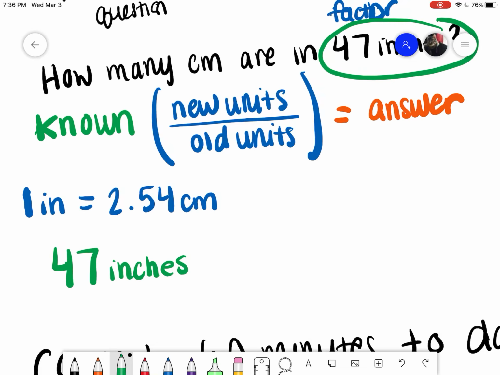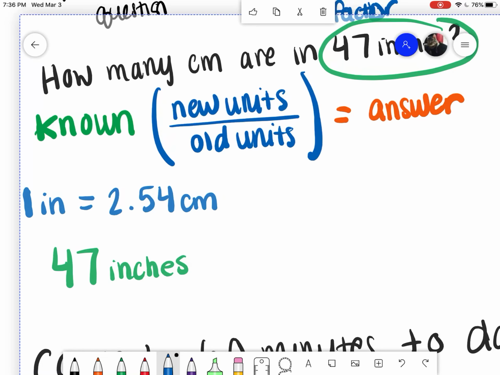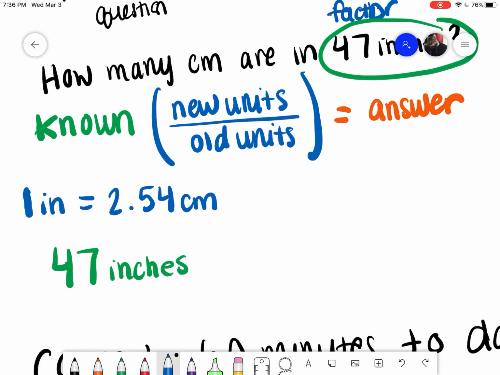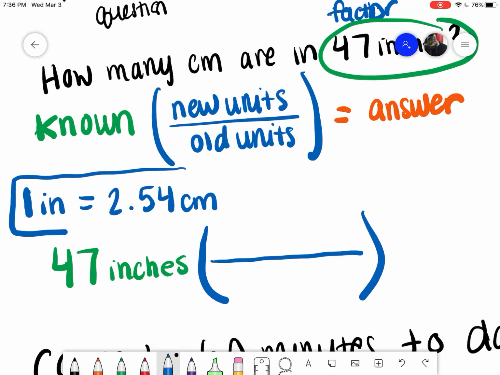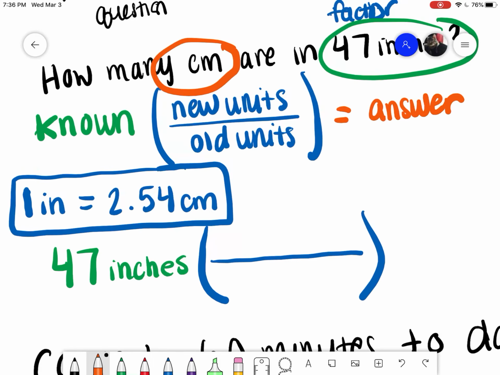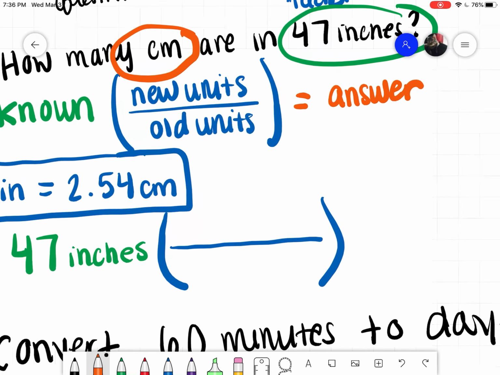Our next part of our equation is our conversion factor. So our new units over our old units. I'm going to draw parentheses and a line down the middle. And our conversion factor that they give us is 1 inch equals 2.54 centimeters. What we're supposed to do with those numbers is figure out where we're going to put them in the equation to get our answer, our units. In the question, they tell us we are looking for centimeters. And so our answer has to be in centimeters.